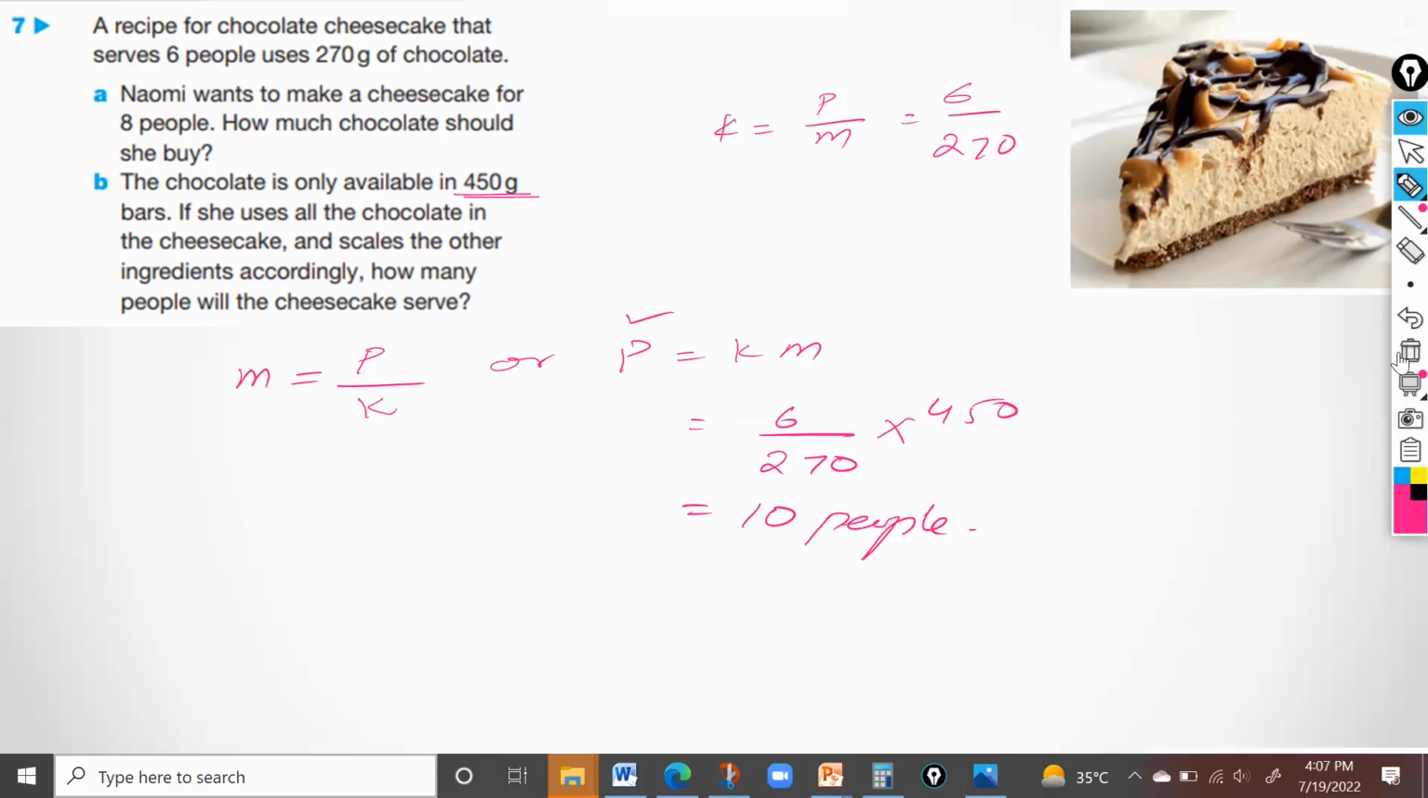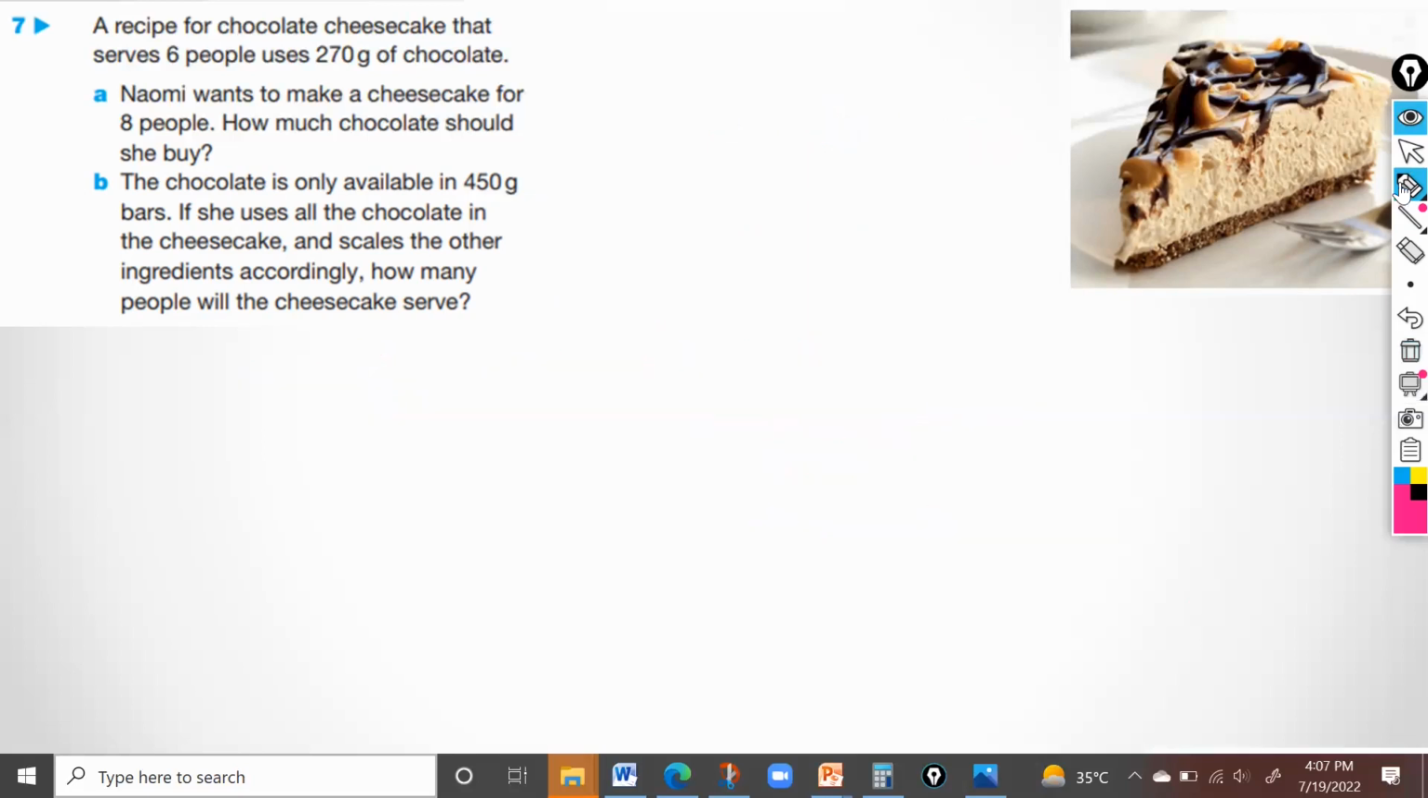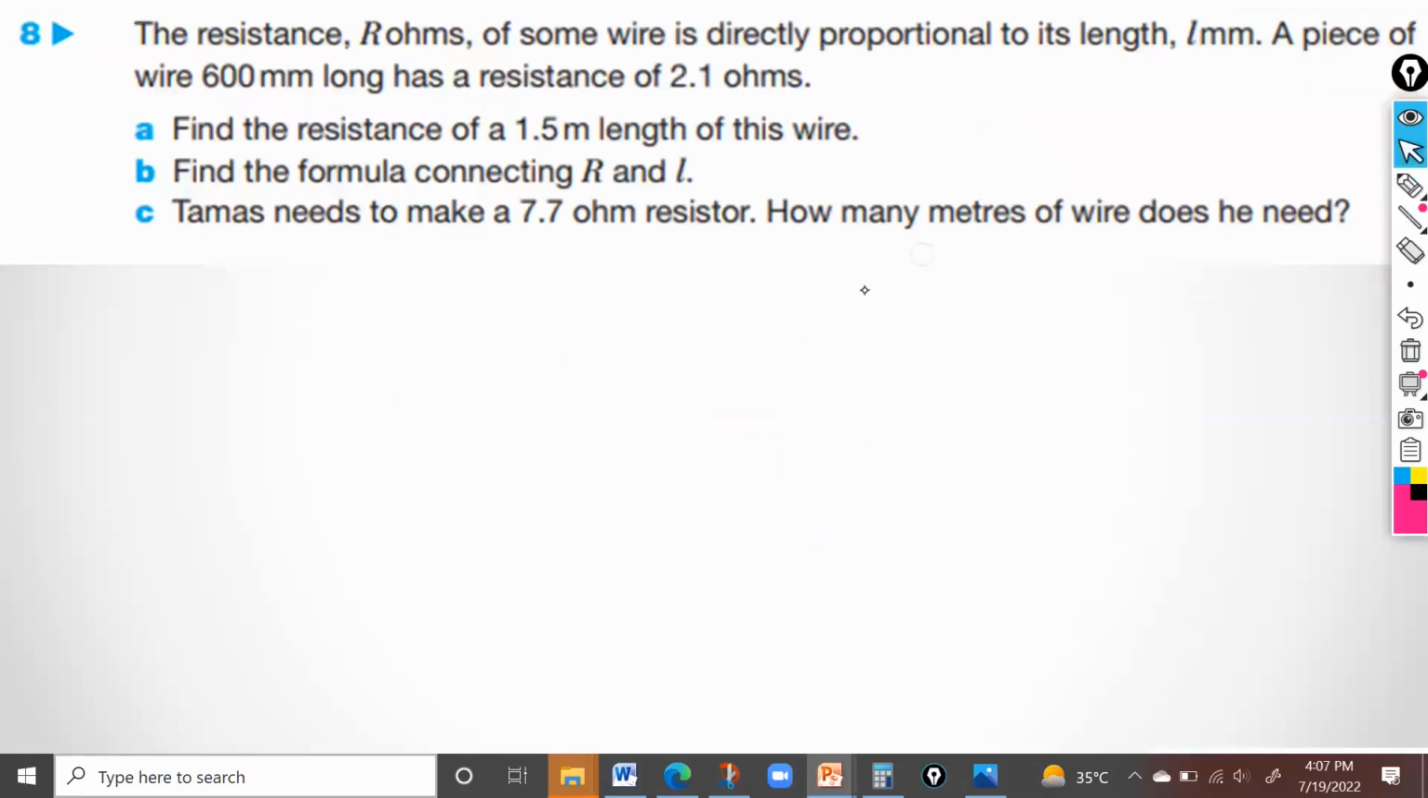That's it. Now we go for the next question. We have question number 8. Now here, the resistance R ohms of some wire is directly proportional to its length, and the length is given in millimeters. The piece of wire 600 millimeters long has a resistance of 2.1 ohms. Find the resistance of 1.5 meters length of this wire.